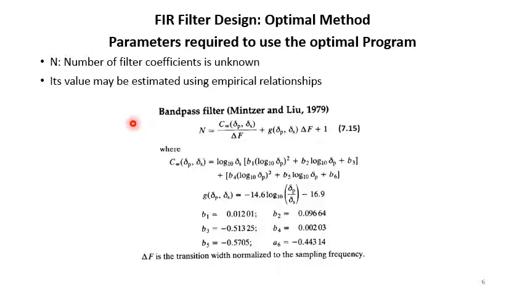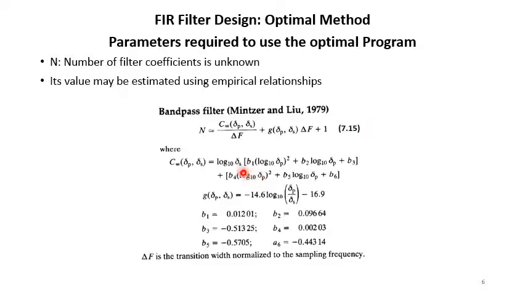Similarly, for the case of the bandpass filter, the procedure proposed by Mintzer and Liu back in 1979 is given here. The number of coefficients required for the bandpass filter is C infinity function of impulse of P and impulse of S, or delta of F, plus G function of impulse of P and impulse of S into delta of F plus 1. So here to find the C infinity, which is a function of impulse of P, the passband and stop band ripples.